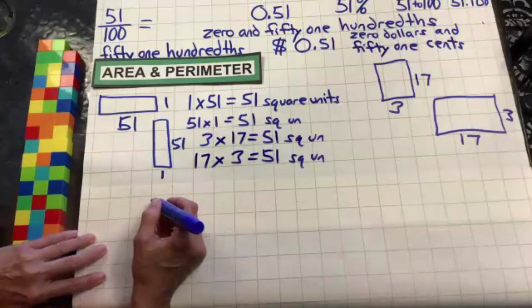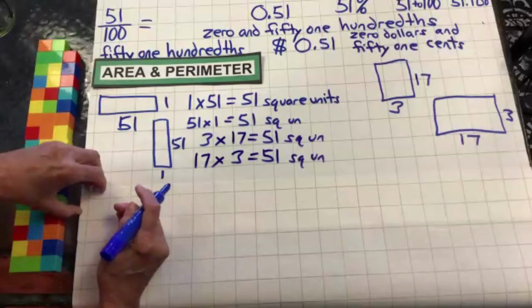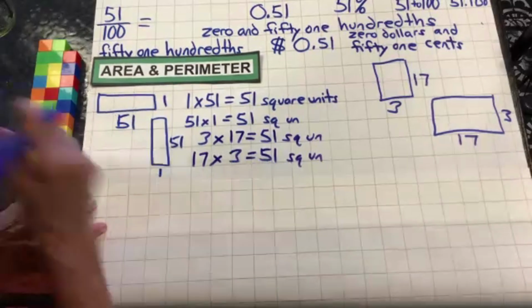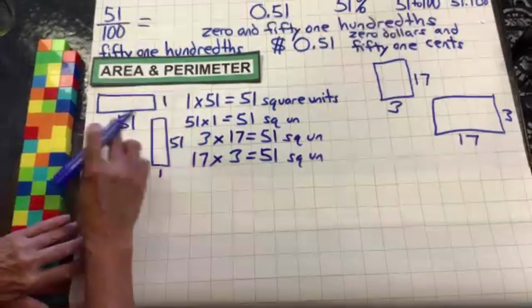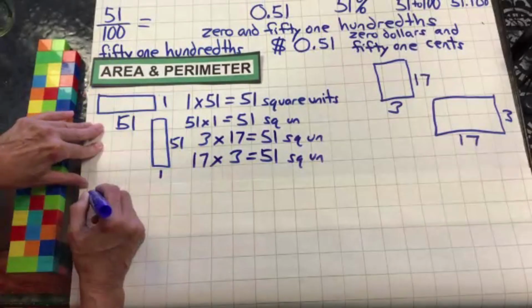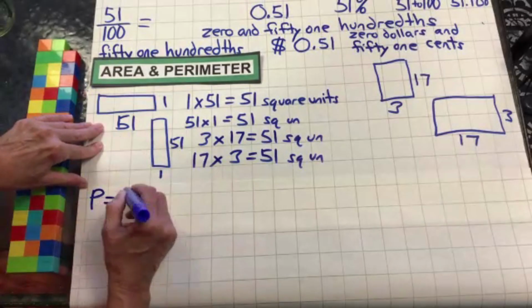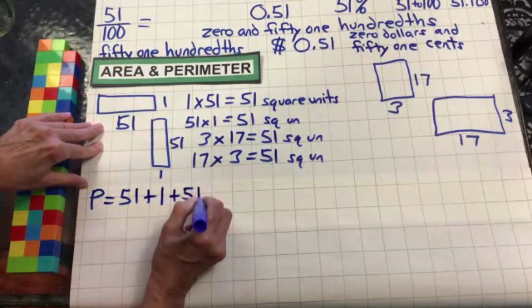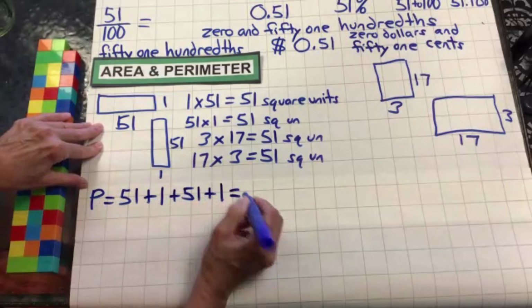So let's go ahead and give these perimeter. And I'm doing this a little different today, but that's okay. Keep doing it the way you do it. So let me get rid of that. All right, so let's start off with this one. It's a 51 by 1 by 51 by 1. So the perimeter there would be 51 plus 1 plus 51 plus 1 equals.